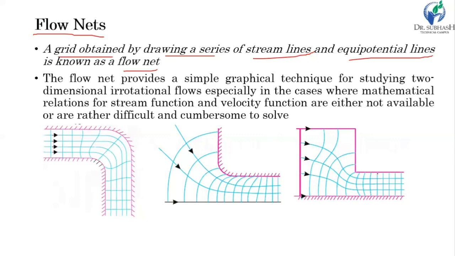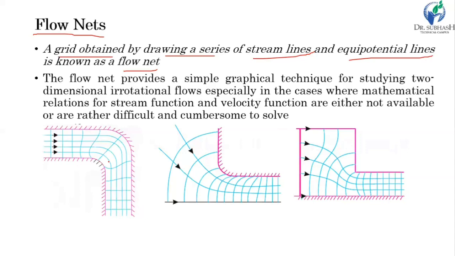In this way, the flow net provides a simple graphical technique for studying two-dimensional irrotational flow, especially in cases where the mathematical relations for the stream function and velocity potential function are either not available or rather difficult and cumbersome to solve. So this may be helpful when you are not capable of developing any mathematical relation. At that time, this will help. This will be helpful for the understanding or for the clear definition of the types of flow. So this is the flow net.